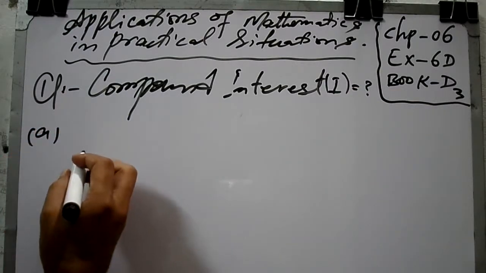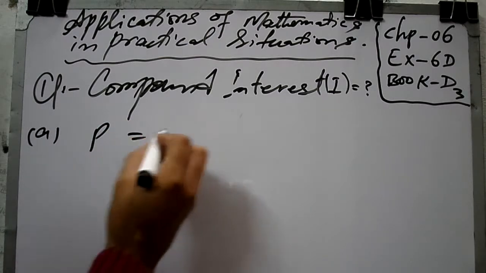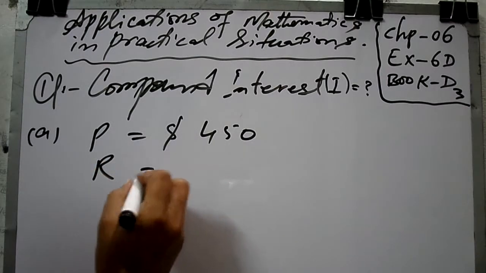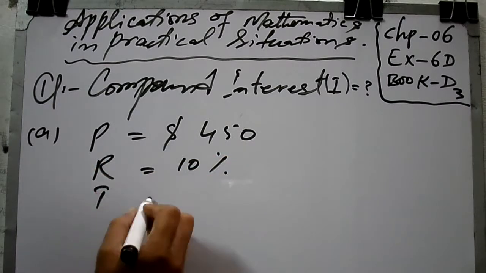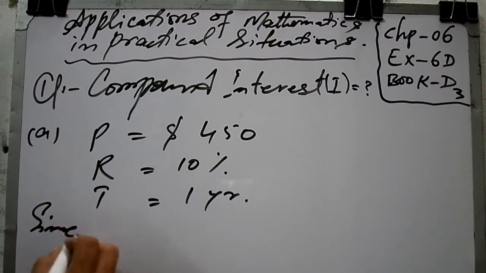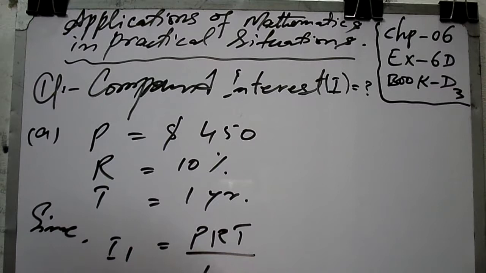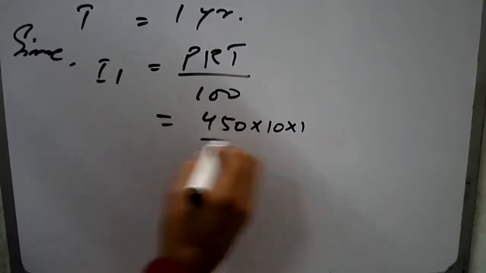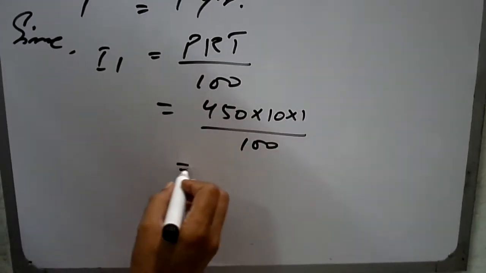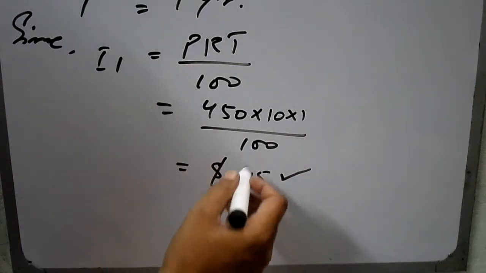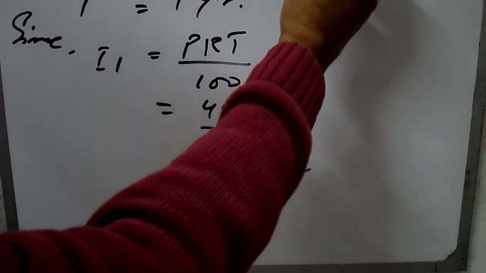In part A, the principal amount is $450, rate of interest 10%, time period 1 year, and since we have the interest formula, that is PRT divided by 100, putting the values: 450 multiplied by 10 multiplied by 1 divided by 100, so after simplification we get $45. So it is calculated for the first year.